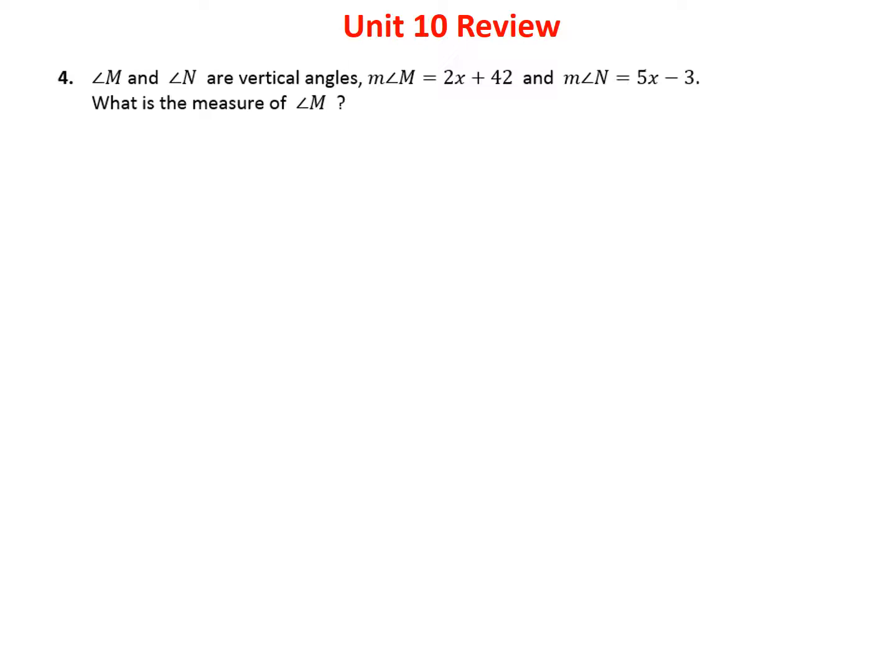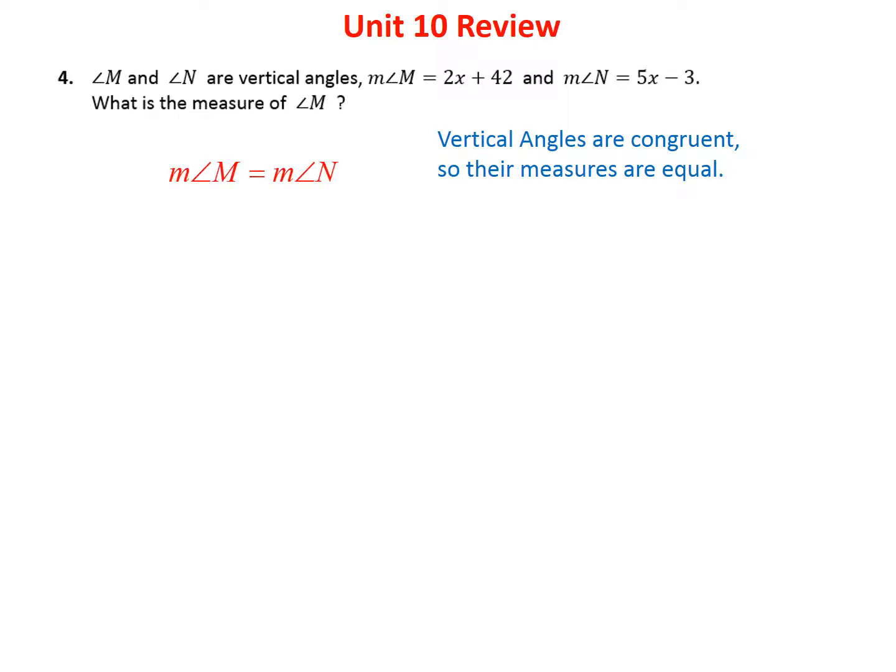In problem 4, we're given two angles, angle M and N, and we're told that they are vertical angles. Vertical angles are across from each other and are congruent. And then we're also given two algebraic expressions. The measure of angle M is 2x plus 42, and the measure of angle N is 5x minus 3, and we want to find out what is the measure of angle M. First of all, because vertical angles are congruent, their measures are congruent. So we know that the measure of M equals the measure of N.